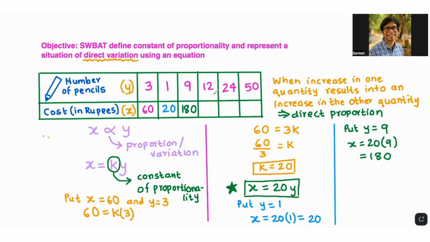I can put y as 12 now. Y denotes my number of pencils. So put y is equal to 12. My x is going to be 20y, that is 20 times 12. That is 240. So if I buy 12 pencils, I know I'll have to pay 240 rupees. You can finish the rest of this table by finding the value of x. If y is 24 and y is 50, you're going to use this equation of variation.